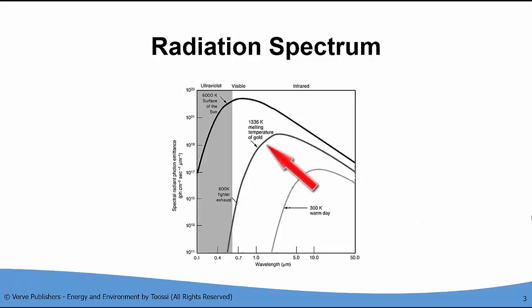The graph in the middle is of a black object or another metal, in this case gold, at the melting temperature of the gold. Again you can see that very little of that is in the visible, but most of it is in the infrared.